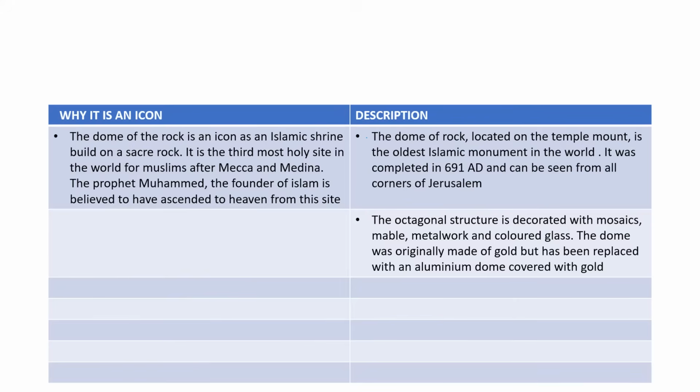The octagonal structure is decorated with mosaic, marble, metalwork, and colored glass. The dome was originally made of gold, but it has been replaced with an aluminium dome covered with gold. Now, because this is a man-made structure, you can replace whatever is on the building, maybe to decorate it more, or to renovate it, or however you want it to look. That is why it is man-made. But with natural icons, there is no way that you can change them. Let's move to the next slide.